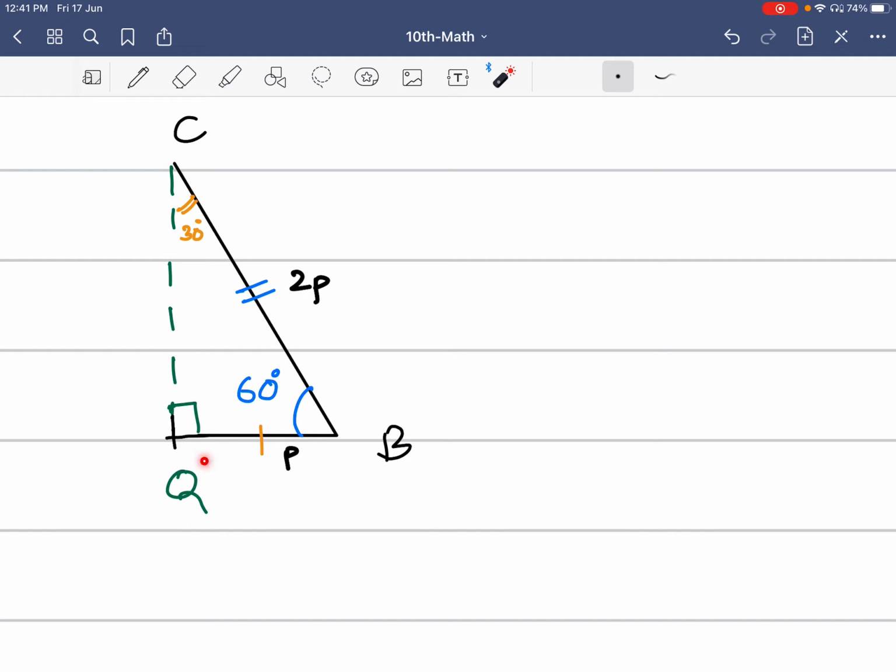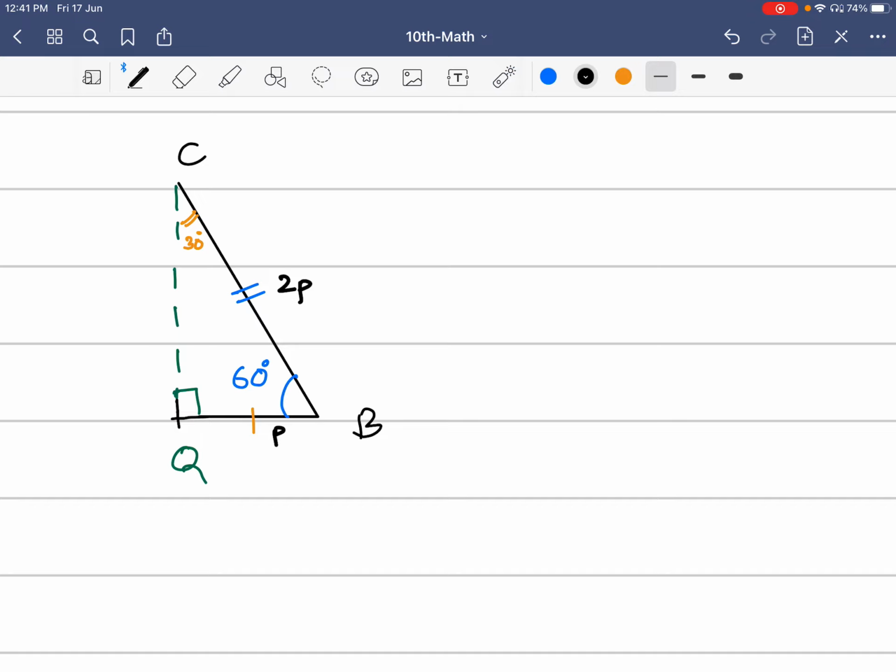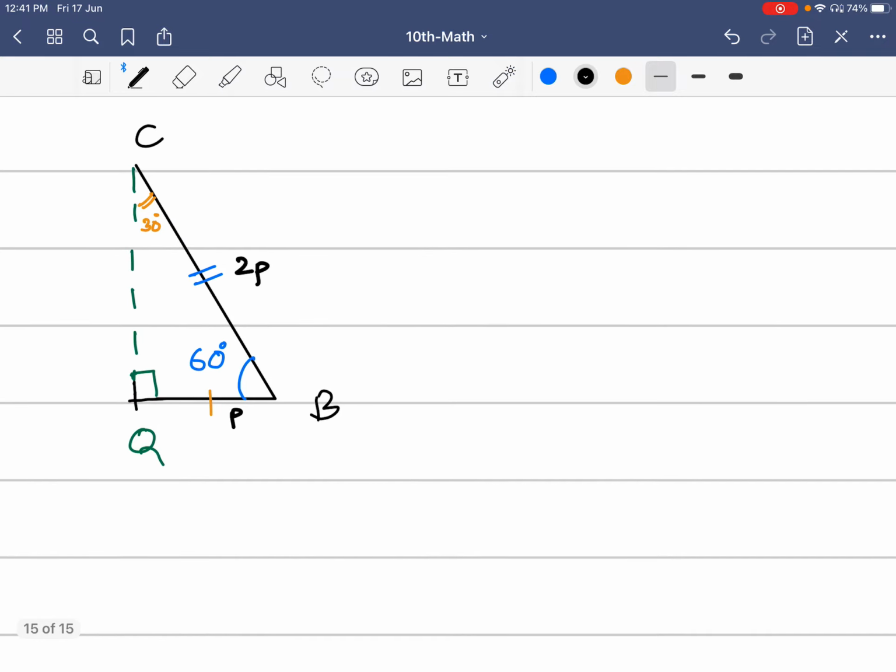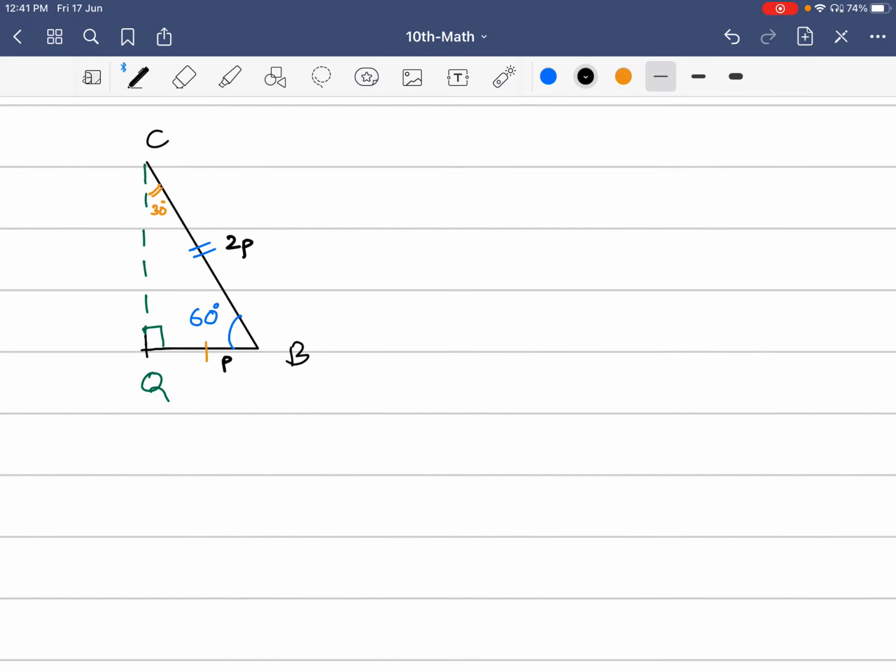Now in this triangle, we have the side 2p and we have the length of this side p. We need to find the length of this side of the triangle. Then in this right angle triangle, we will know the lengths of all three sides, and after that, we can go and find sine 30, cos 30, and sine 60 and cos 60. Okay, so that is the plan. So first of all, let's start with our Pythagoras theorem.